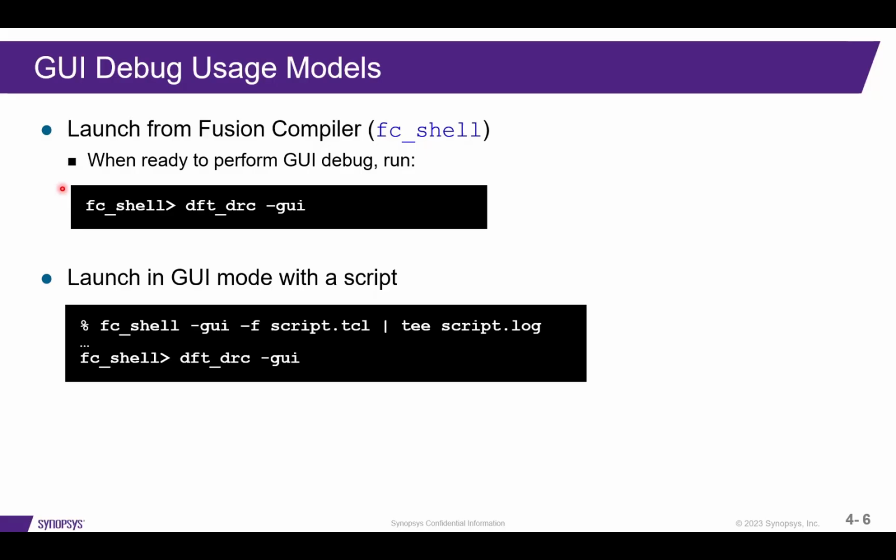In order to bring up the GUI debug environment within FC shell, you can invoke the command dftdrc with the -GUI option, or if you haven't started Fusion Compiler shell yet, you can directly bring up the Fusion Compiler in the GUI mode and then run the dftdrc -GUI command.